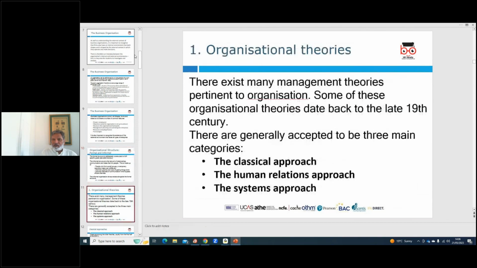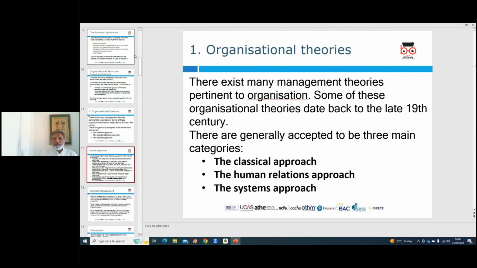All right. So when we're talking about the organizational structure, we need to talk about the organizational theories as well. Now these theories are very important, and there are different categories of these theories. They are termed classical theories, human relations theories, and systems approach, and we're going to be talking about these theories as we go along.